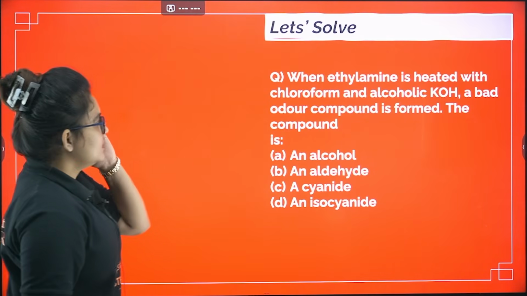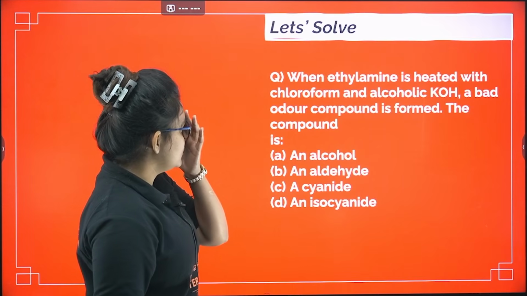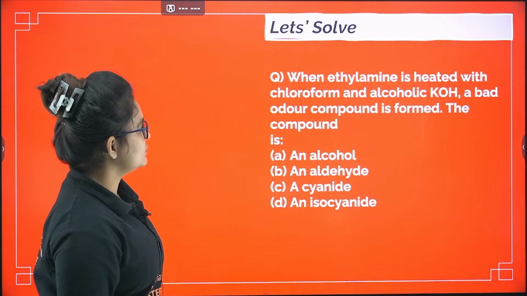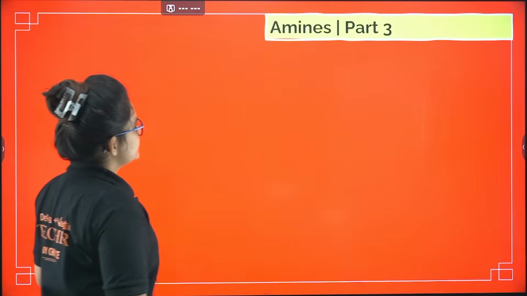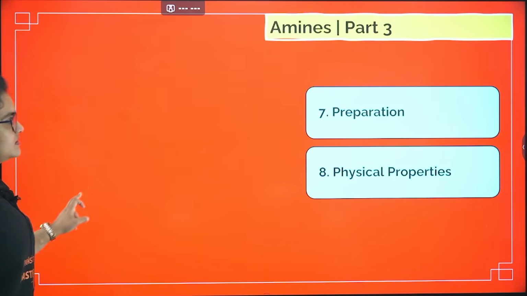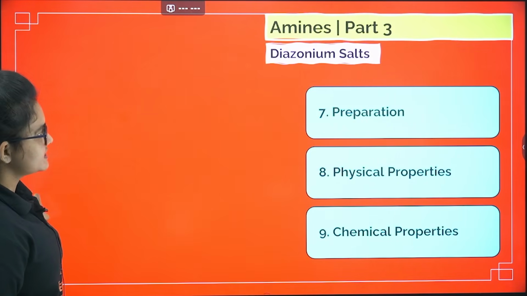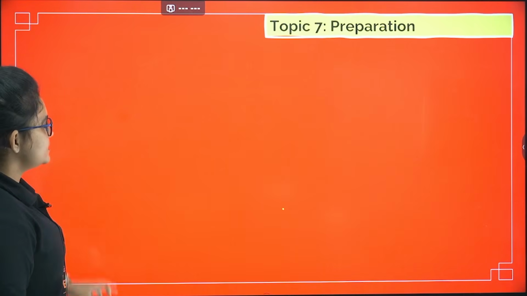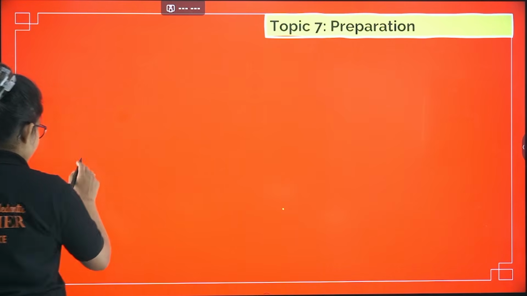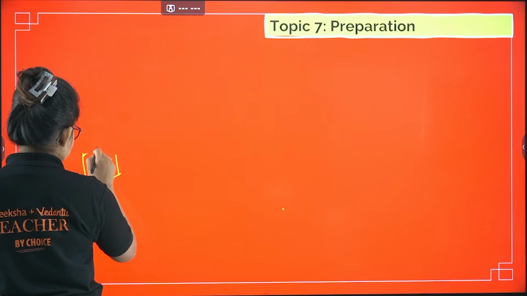Okay, one question. When ethylamine is heated with chloroform and alcoholic KOH, a bad odor compound is formed. The compound is definitely isocyanide. Okay, let's proceed. Part 3, that is the preparation, physical properties and chemical properties of diazonium salt. So first we will do the preparation. What I have to do, I have to take aniline.